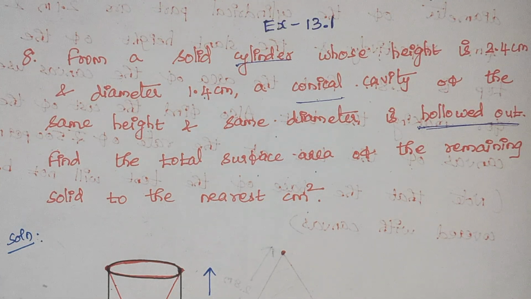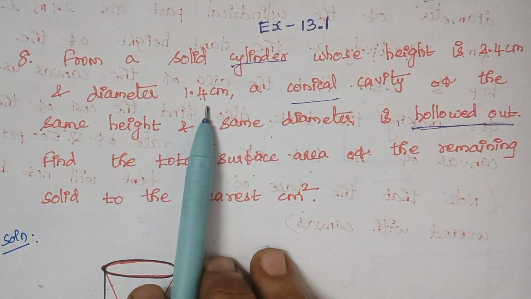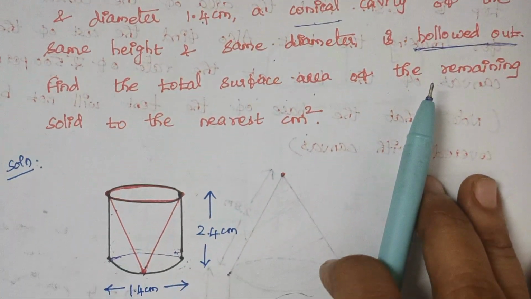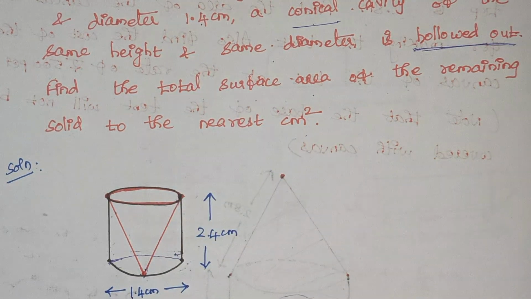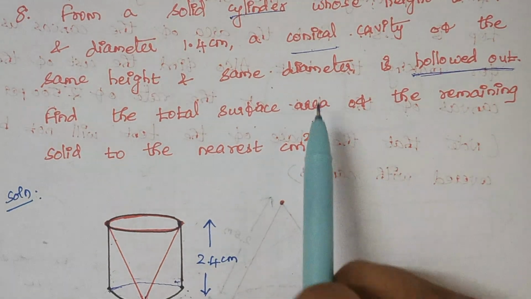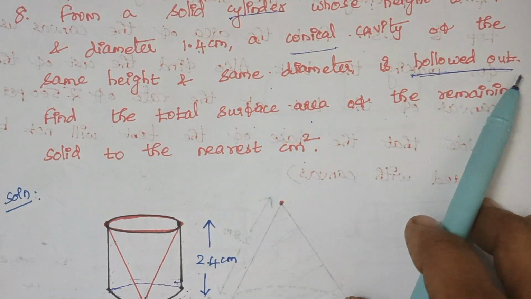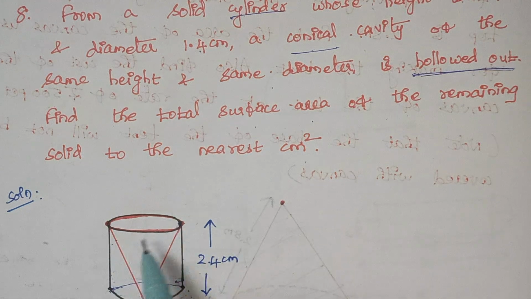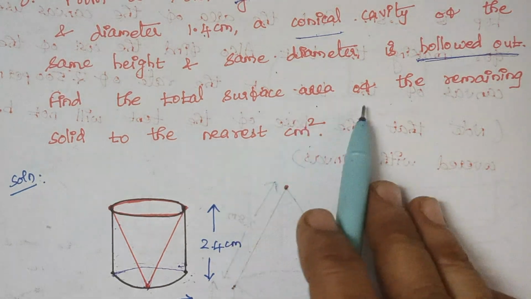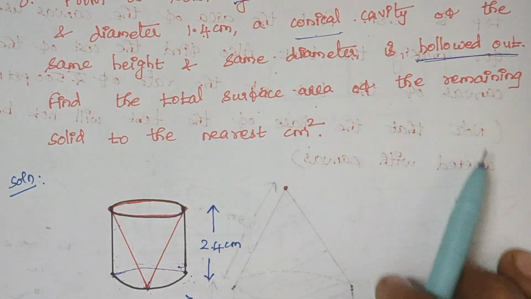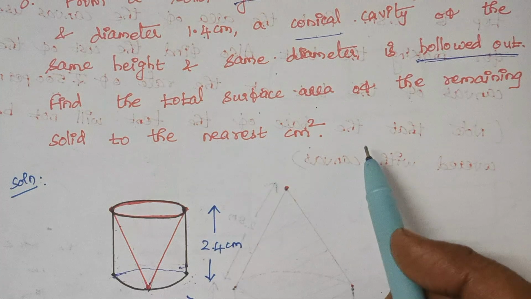The problem is from a solid cylinder whose height is 2.4 and diameter 1.4 centimeter. So here we are having a cylinder, right? And the height of the cylinder is 2.4 and the diameter of the cylinder is 1.4, right? So a conical cavity of same height and same diameter is hollowed out. So we are having a cone, right, which is of the same diameter and same height. So find the total surface area of the remaining solid to the nearest centimeter square. So here we have to find the total surface area, right?